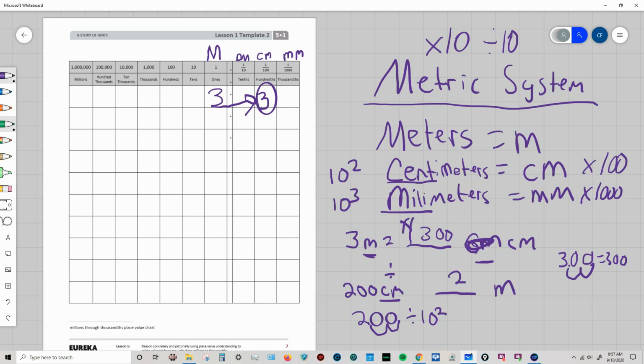All right, so we see 3 meters is 300 centimeters. 200 centimeters is 2 meters. Okay, that's just a real quick look at how the metric system works in the same powers of 10 as our place value chart. And we'll do another one of these and give us some more difficult problems. All right.